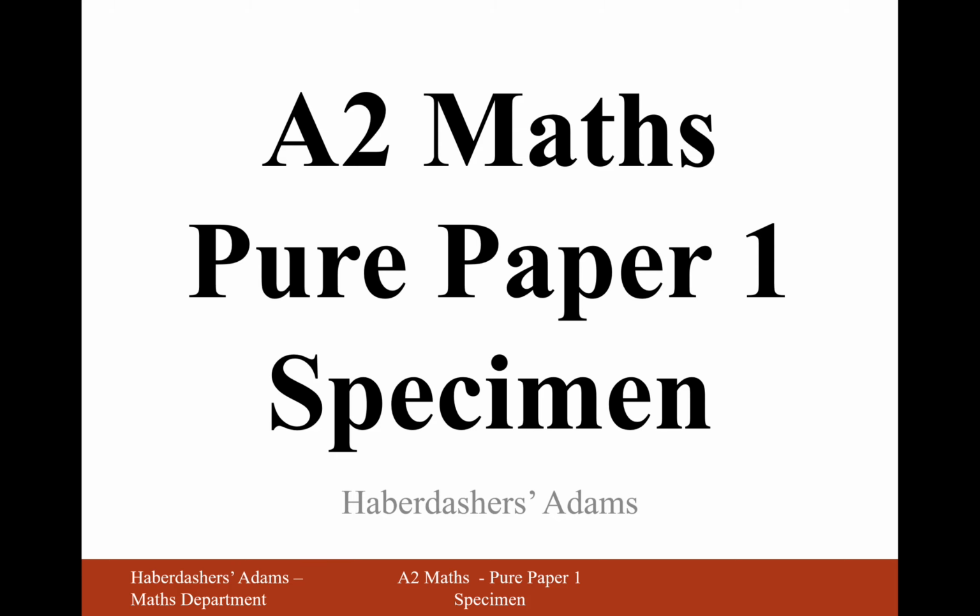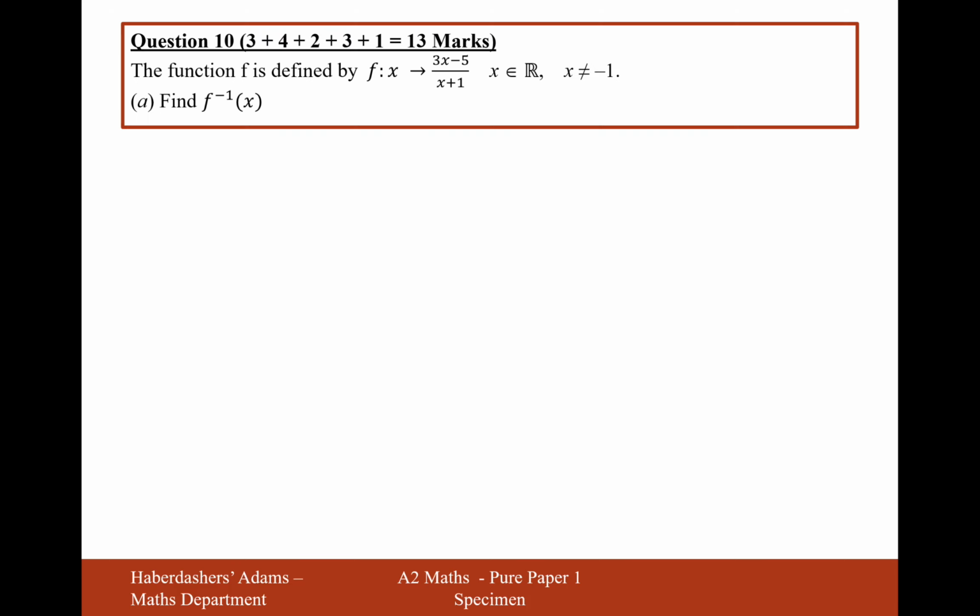Hello there and welcome to A2 Maths on Specimen Paper 1, and here we're looking at question 10, a functions question. So the function f is defined by f takes x to (3x minus 5) over (x plus 1). Find the inverse function. So what we do with inverse functions questions is we set up the equation that helps work out the output, x being our input value, and we set this equal to an output value, and we set that output value equal to y.